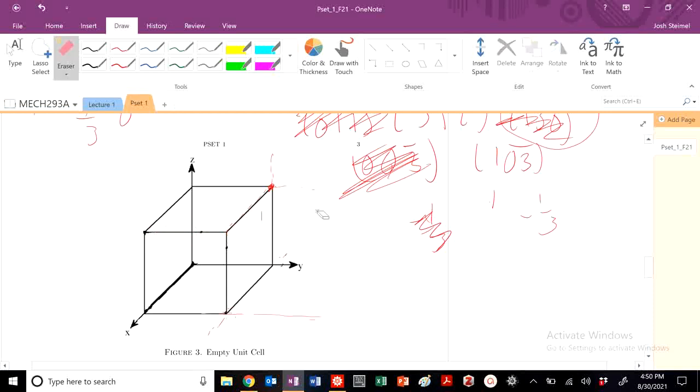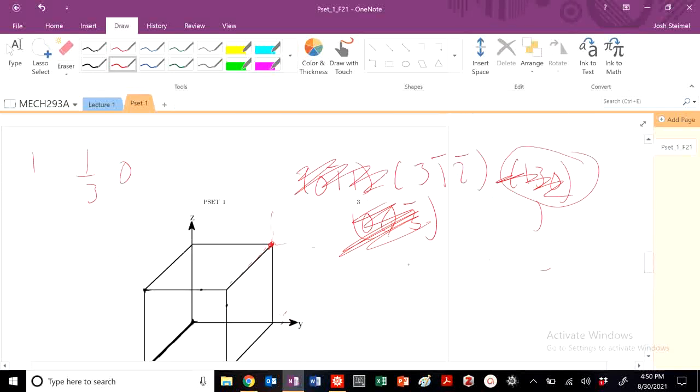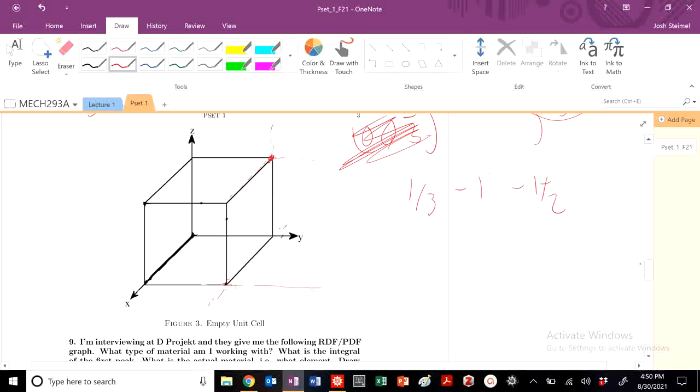And then finally, let's go ahead and get our last one in here. I just erased it, but it's cool. So 3 hat, so again, a third, minus 1, minus half. So I'm going to pick my origin as follows. Actually, let's go right here. It's a little bit difficult one where I have to pick.